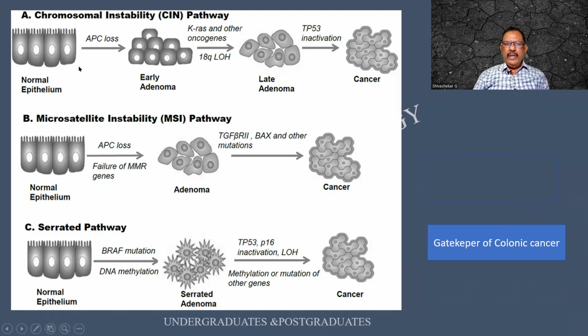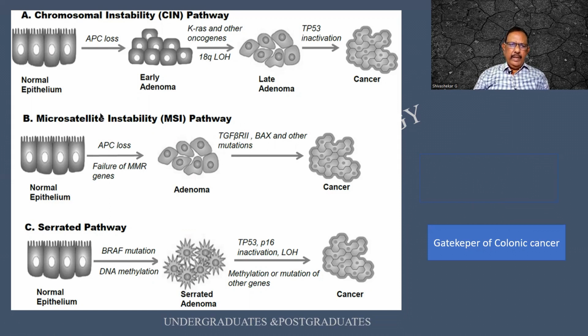You can draw it for many analyses. Microsatellite instability is a question for you. Again, in this case, there is an APC loss. It's the same through failure of the MMR genes, and there can be mutations of the TGF, BAX and others. And therefore, an adenoma that has been produced becomes a cancer.